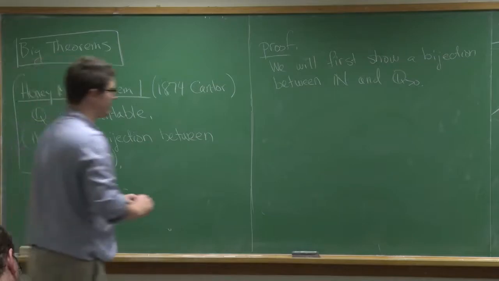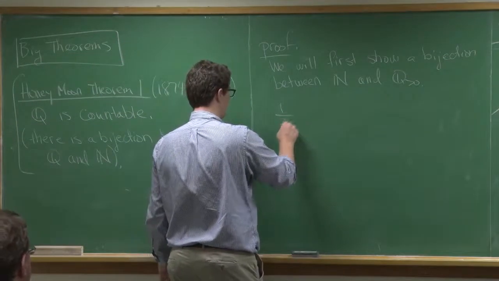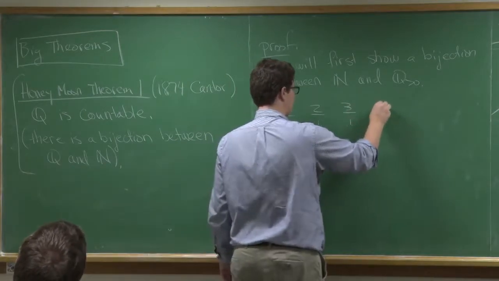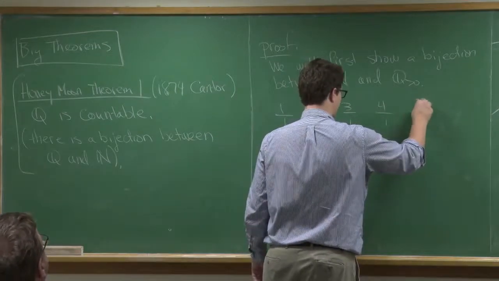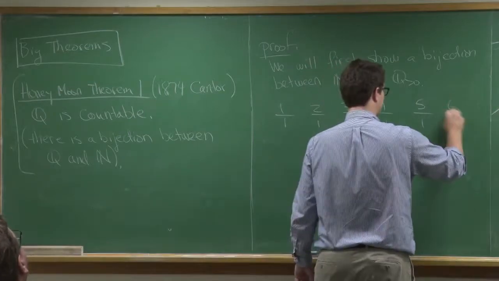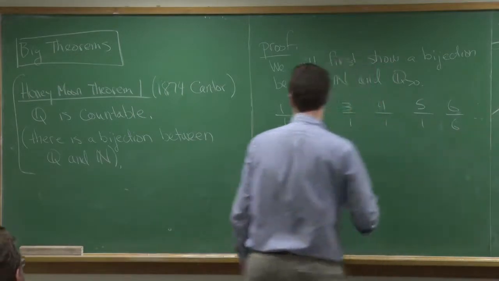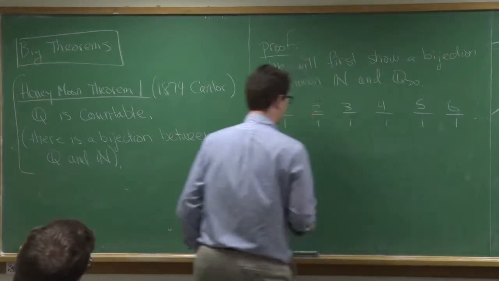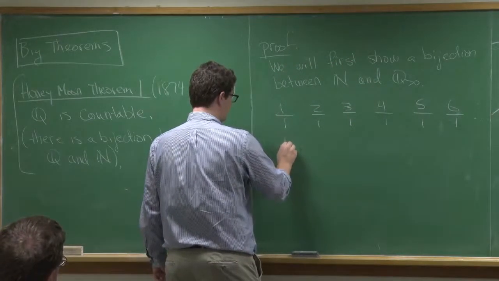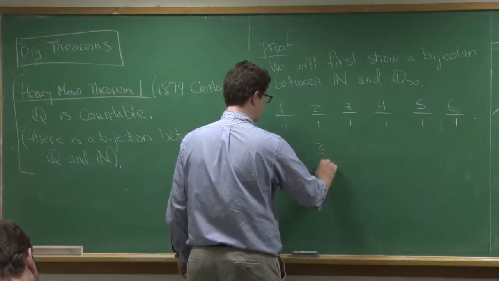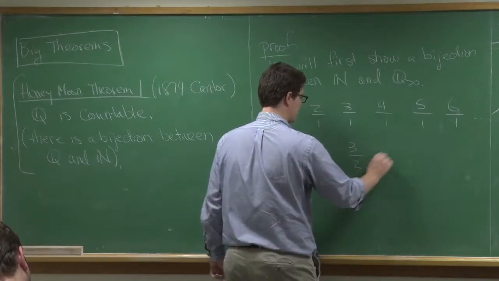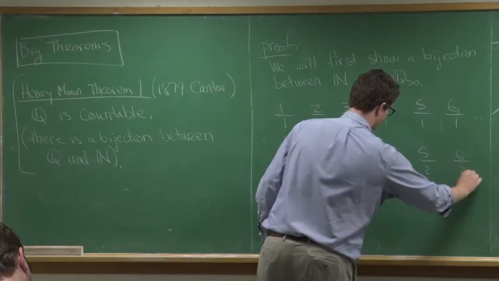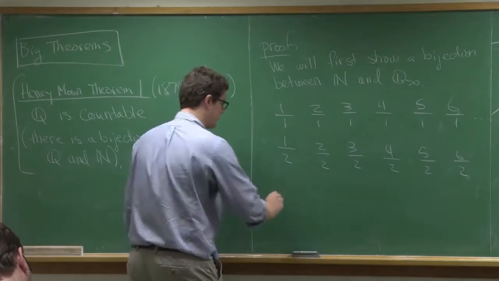I'm going to write down the rational numbers. 1 over 1, 2 over 1, 3 over 1, 4 over 1, 5 over 1, 6 over 1, and this keeps going. Now I'm going to do 1 over 2, 2 over 2, 3 over 2, 4 over 2, 5 over 2, 6 over 2. Okay, you get what I'm going to do?